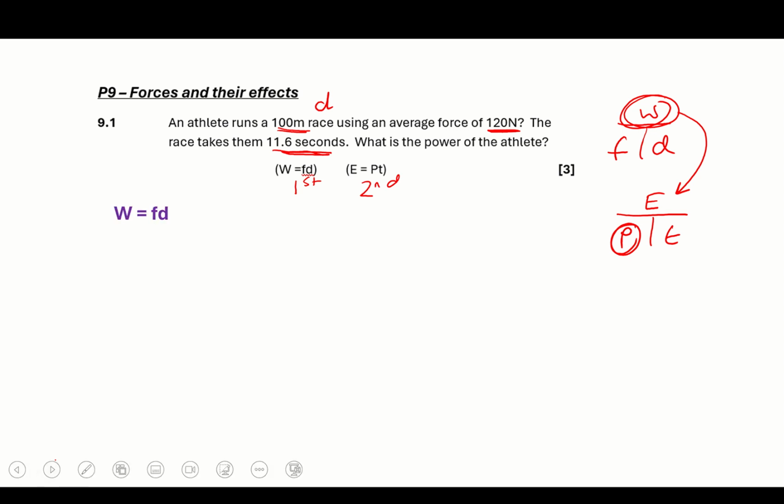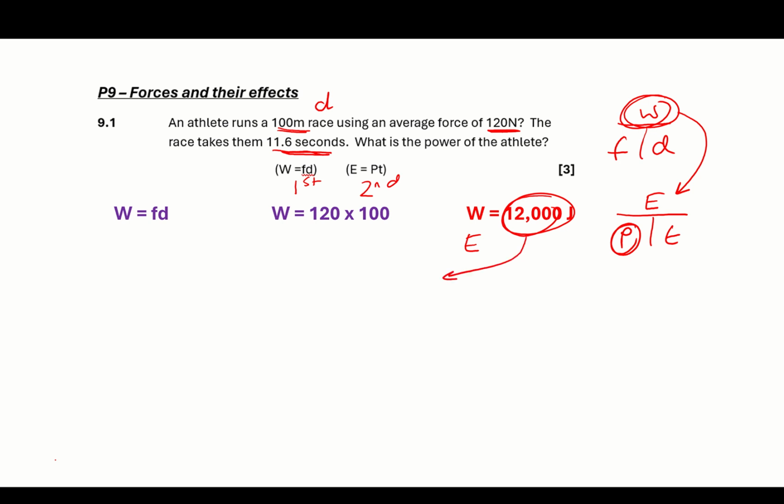Here we go then. So work equals force times distance. Our force is 120. The distance they went was a 100-metre race. Times that together, gives us an answer of 12,000 joules. Now we want that value. Work is the same as energy, so we're going to use this value. That's going to drop down to the next formula. You see, this is a tricky question.